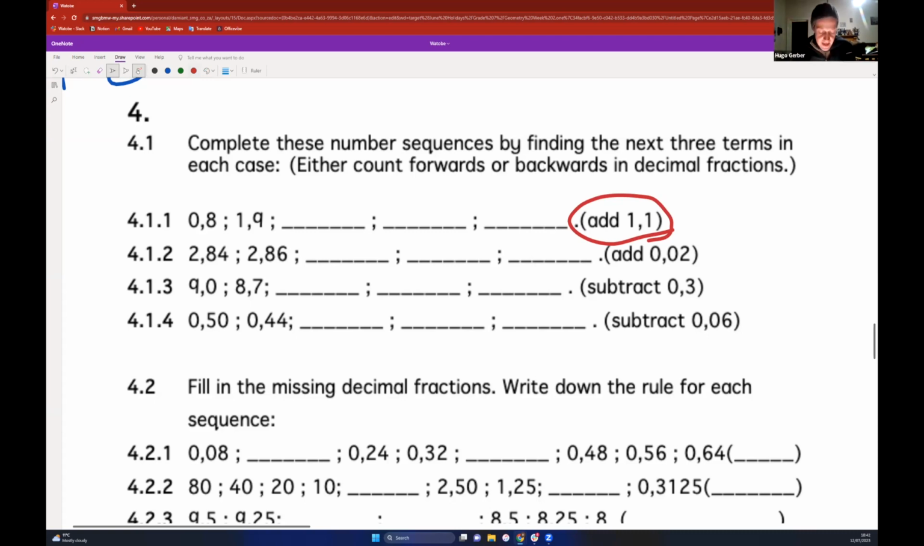Now, if we add 1.1 to 1.9, let's see. There's a whole one and there's a decimal one. So my whole is going to get one more, plus 1, and my decimal is going to get one more. Now, if my decimal, which is 9, gets one more, it turns into a... I think it's a whole.